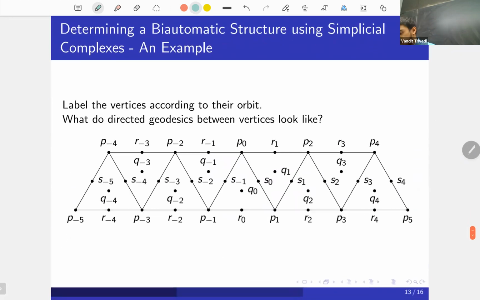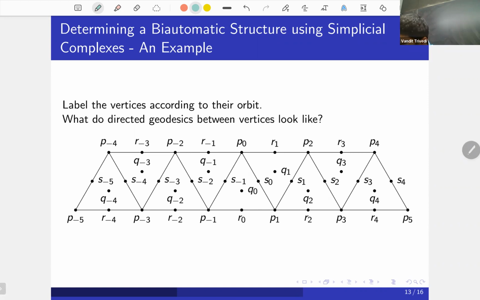And what we're going to do is we'll label those vertices according to the orbit in which they lie. So I've labeled them P, Q, R, and S with some subscript, positive subscripts going to the right, negative indices to the left. And I've just picked this area here where the vertices are labeled 0. That forms what we call a fundamental domain, which I won't go into today. So once we've labeled these vertices, we can ask, what do directed geodesics between vertices look like?